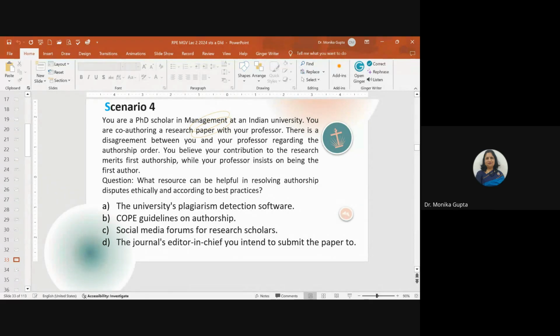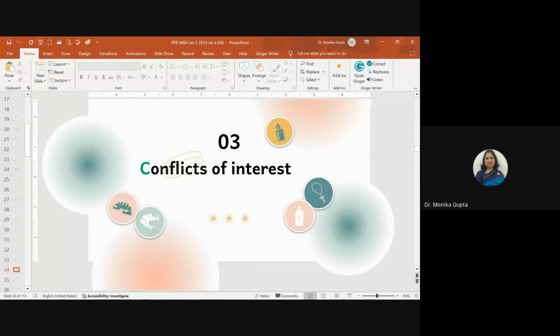Maybe the university plagiarism detection software, COPE guidelines, social media forums, or the journal's editor-in-chief to whom you want to submit the paper. Option B, ma'am. Guidelines on authorship. Right. It is B only, COPE guidelines. Then conflicts of interest.